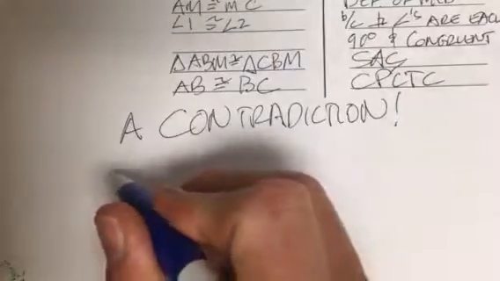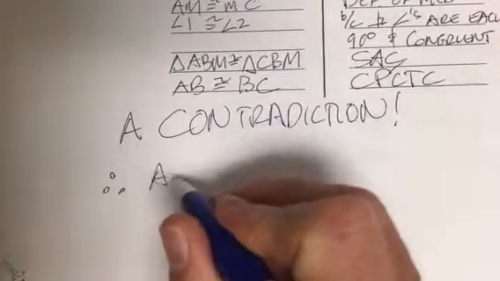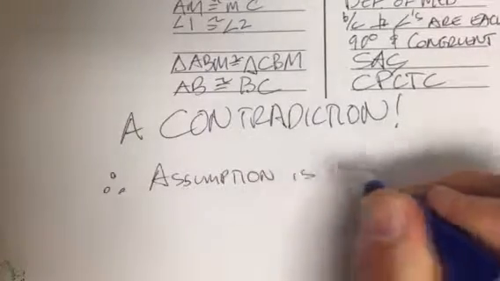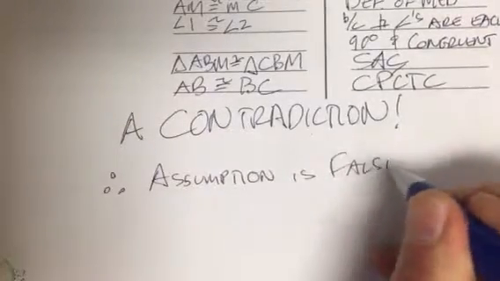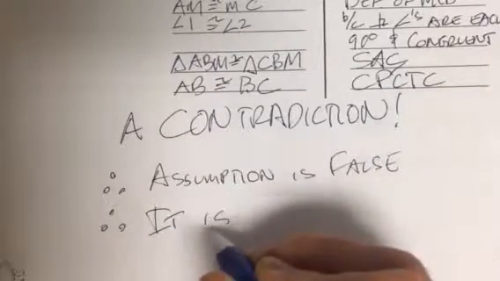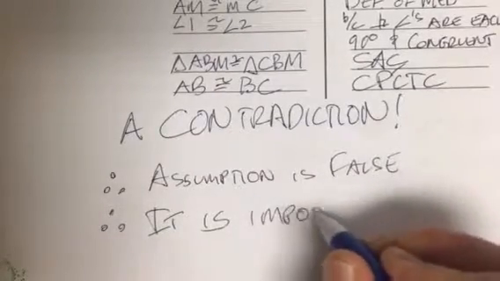And once you have a contradiction, you can say, therefore, the assumption is false. Therefore, it is impossible.